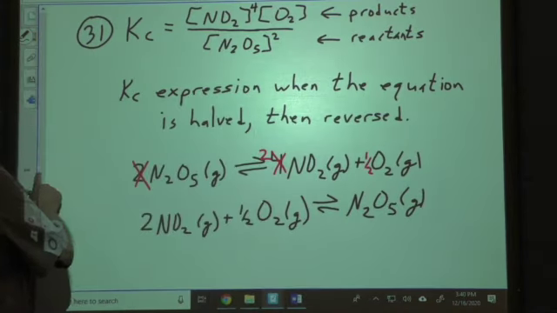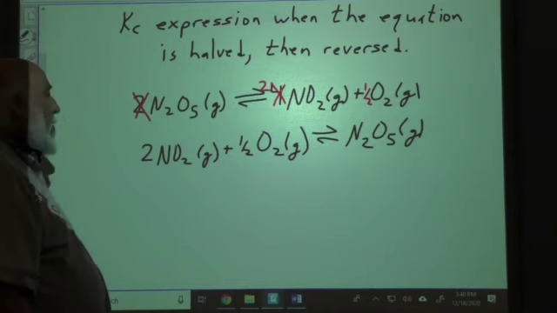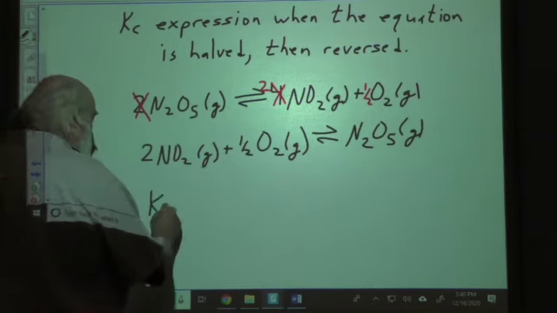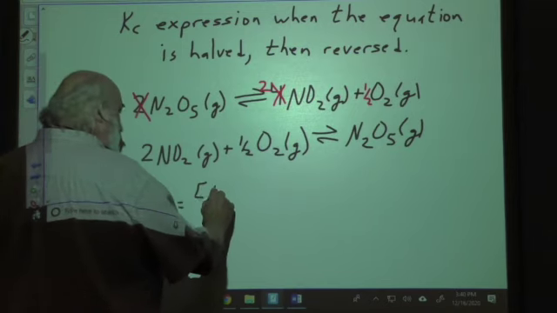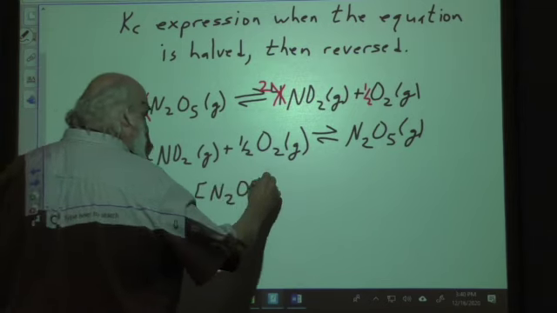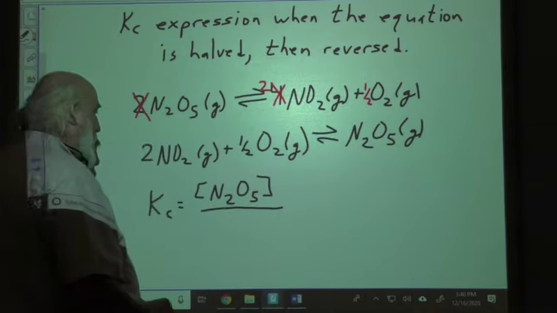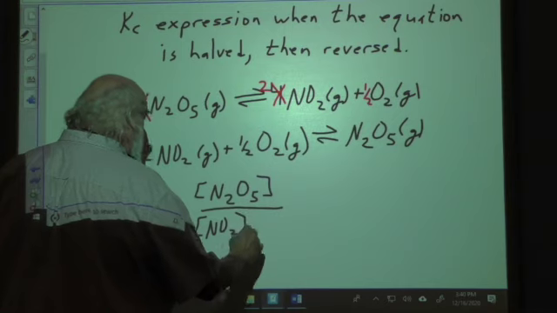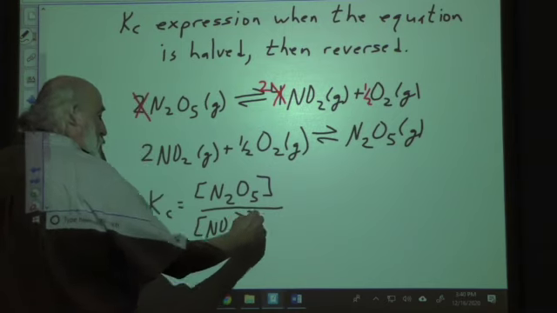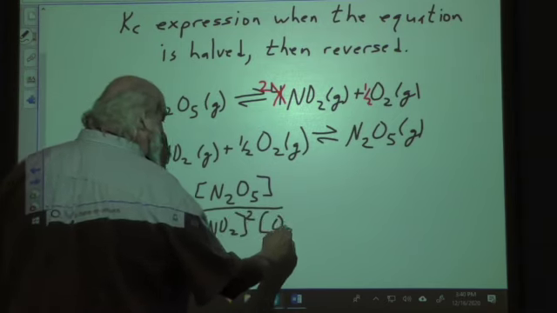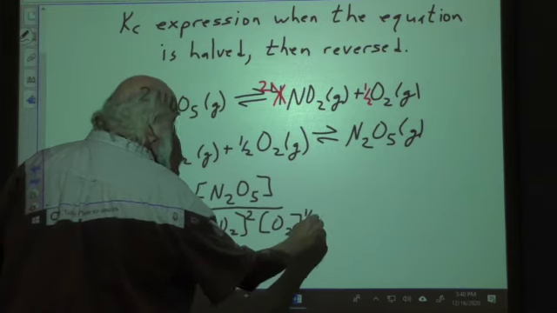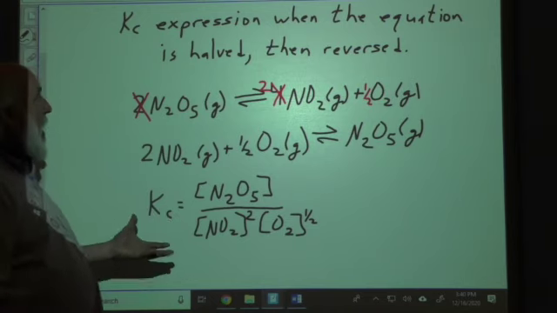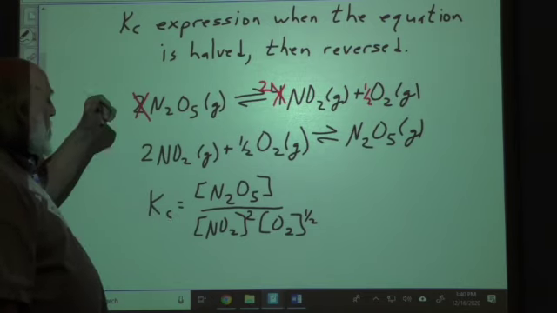Okay? So, now we're going to write the Kc expression based upon this. So Kc is equal to the concentration of N2O5 over concentration of NO2 squared, because of that 2, times the concentration of O2 to the 1/2 power, which of course means it's the square root of that concentration. So there's your answer for that. So that's your Kc expression for that problem.